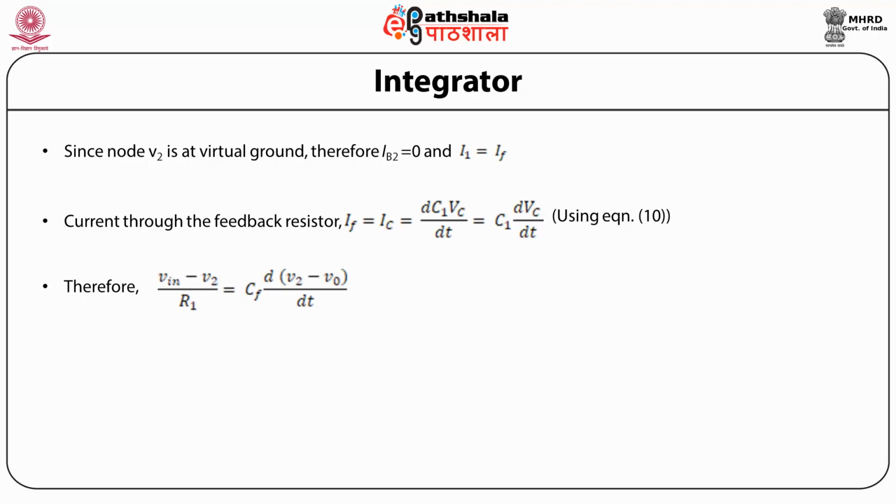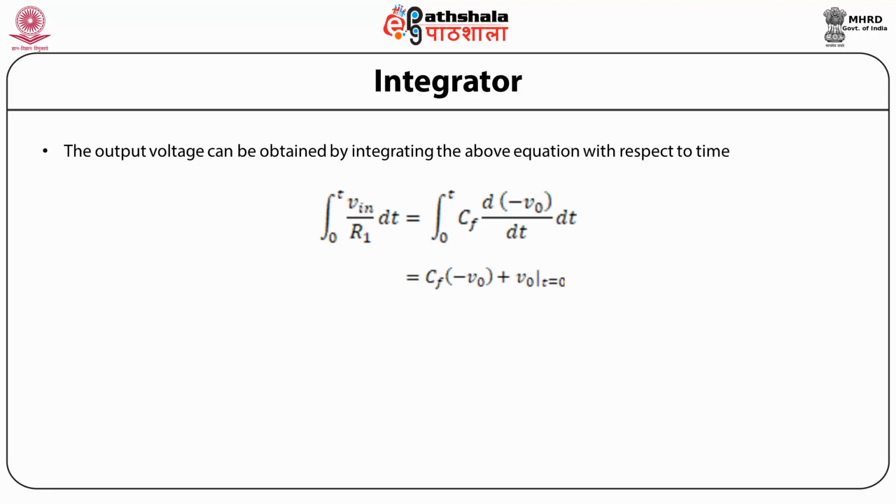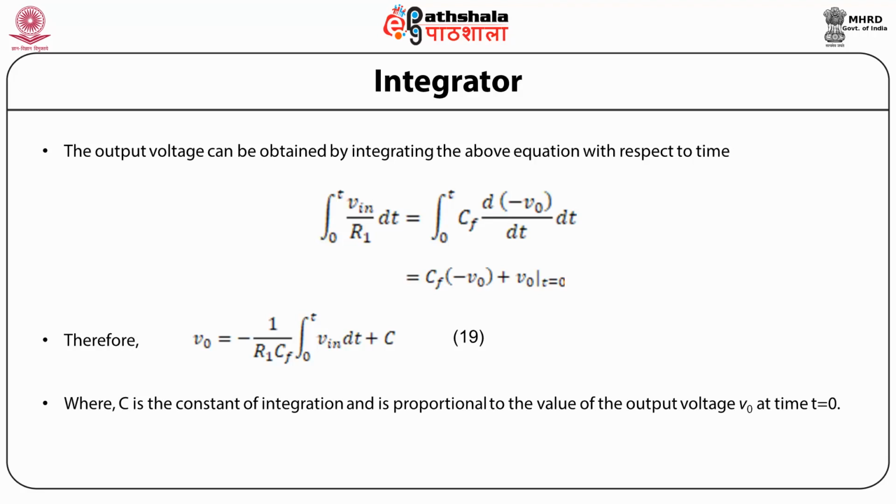Therefore, Vin minus V2 by R1 is equal to CF times d by dt of V2 minus V0. Since V2 is equal to 0, we get Vin by R1 is equal to CF into d by dt of minus V0. The output voltage can be obtained by integrating the above equation with respect to time. Therefore, the integral from 0 to t of Vin by R1 dt is equal to CF times minus V0 plus V0 at time t equal to 0. Therefore, V0 is equal to minus 1 by R1 CF times the integral from 0 to t of Vin dt plus C, where C is the constant of integration and is proportional to the value of output voltage V0 at time t equal to 0.